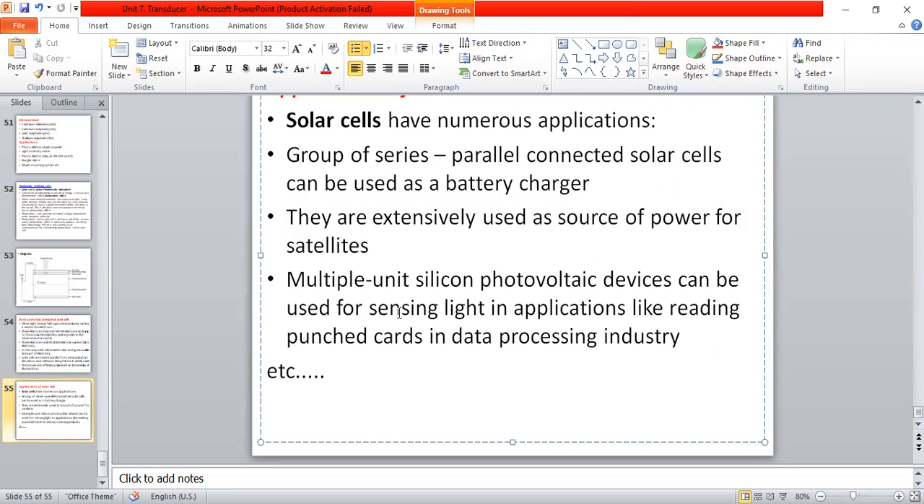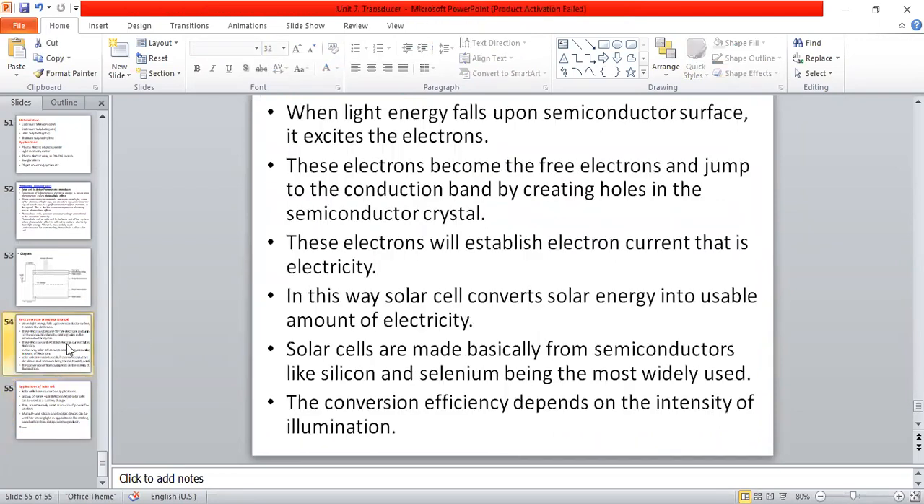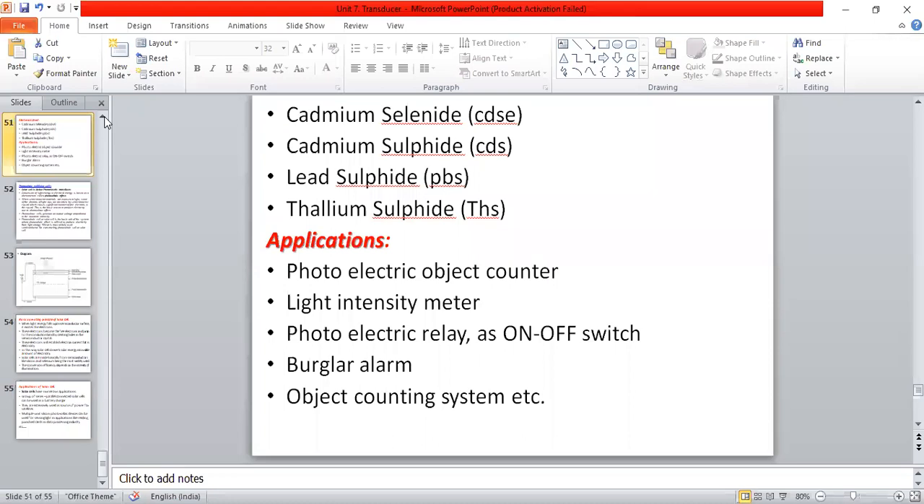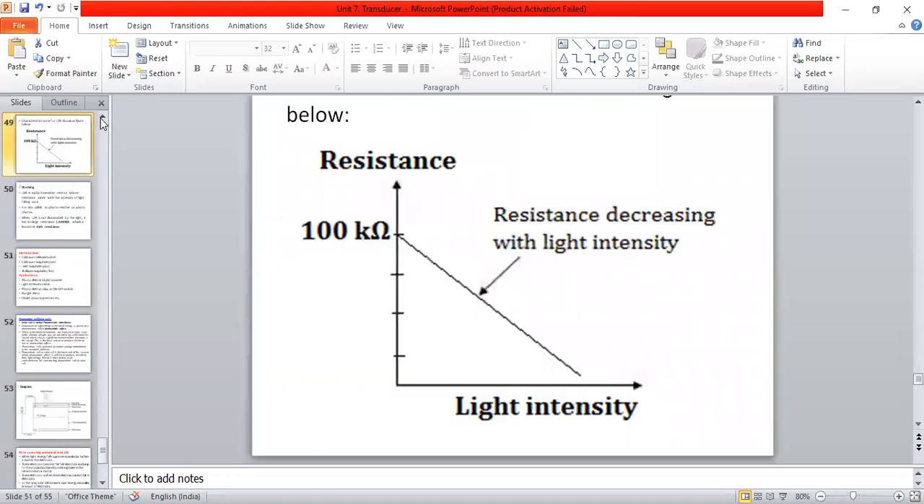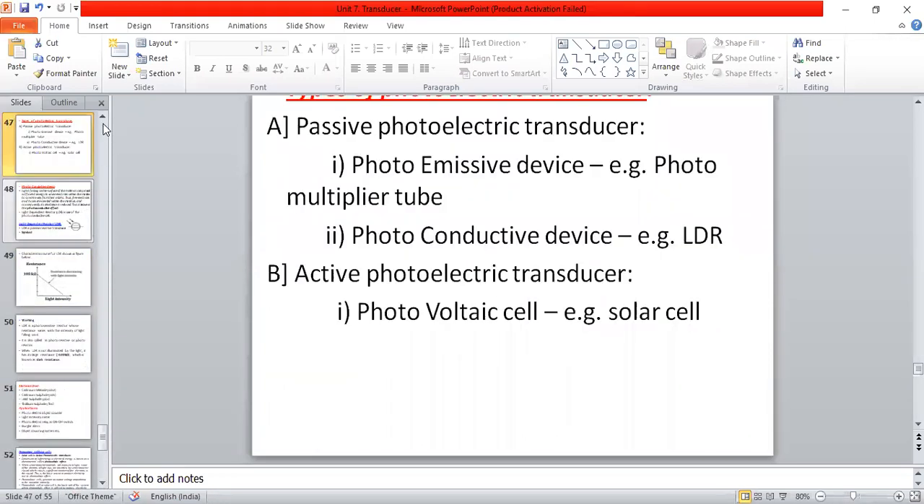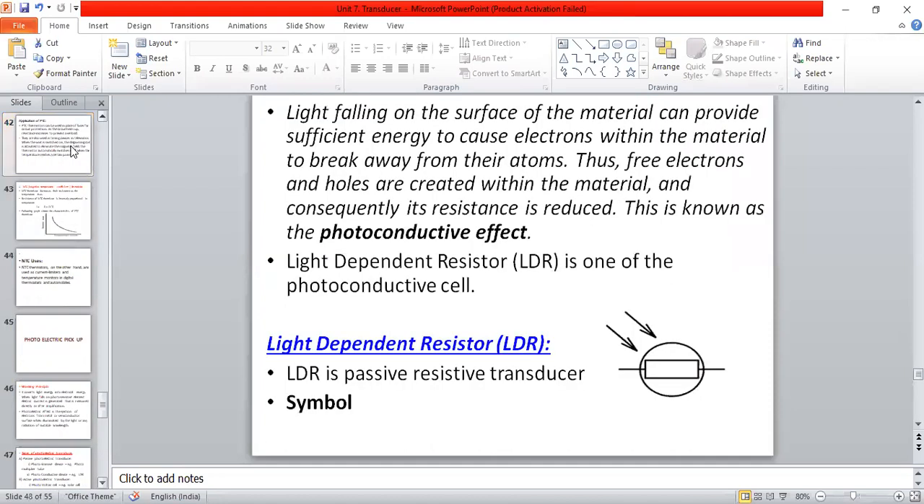Multiple-unit silicon photovoltaic devices can be used for sensing light in applications like reading punched cards and data processing industries. Industry also uses them in many ways, but mainly we use them for electrical supply. Nowadays solar cells are used for electrical supply. So it almost completes the 7th unit. Only one chapter is left. Prepare well.